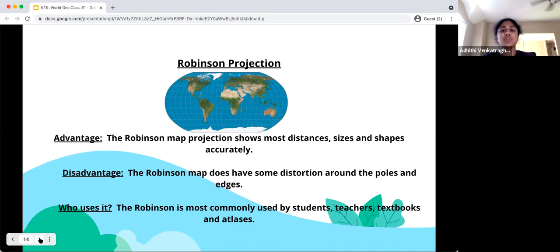And obviously, when we're looking at maps, the most reliable form is going to be a globe. So if possible, if you want to look at a map, if you want to find any locations on a map, use a globe. It's really, really helpful, and it's probably going to give you the best results.